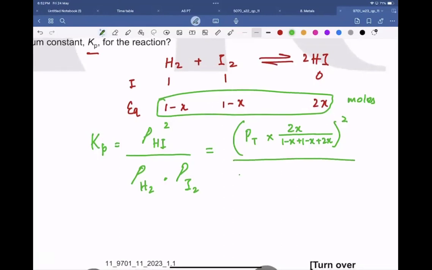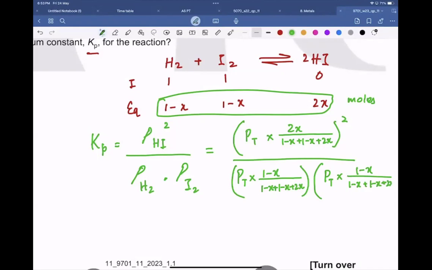Now, divided by total pressure times, I'm doing it right now for hydrogen, 1 minus x over 1 minus x plus 1 minus x plus 2x. That is for hydrogen. And the same goes for the iodine as well: the total pressure times 1 minus x, which are the moles of iodine at equilibrium, over 1 minus x plus 1 minus x plus 2x. Till here, is this clear to all of you?